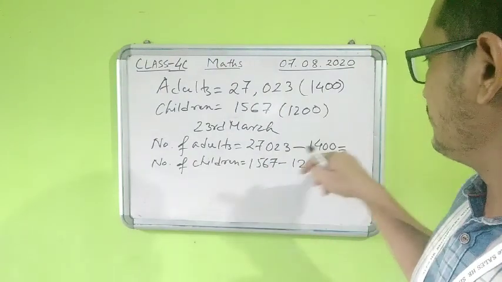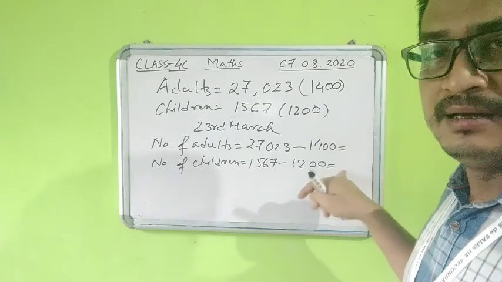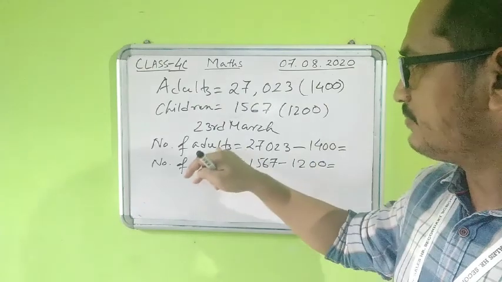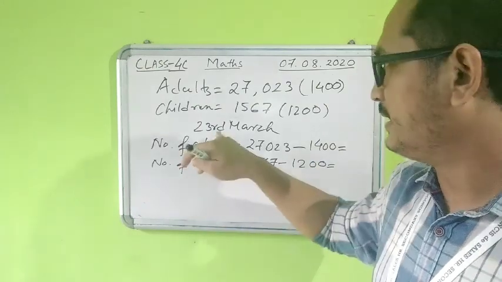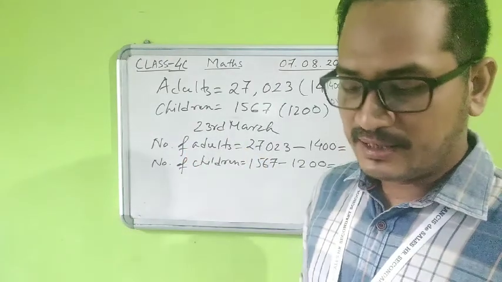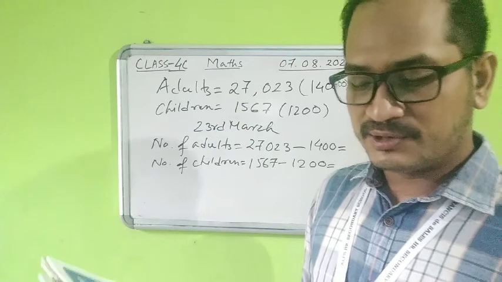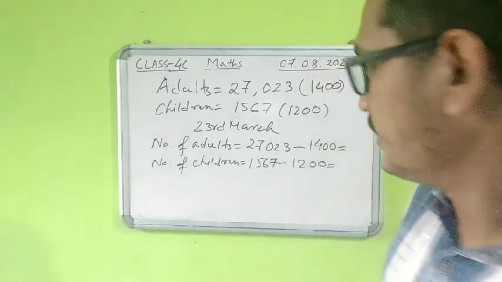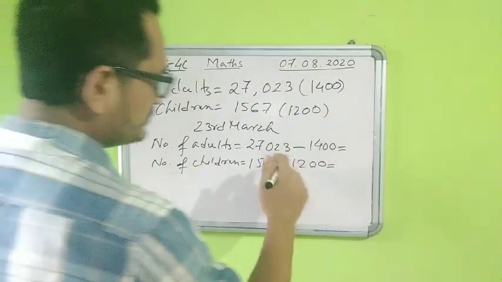So whatever answer will come here and here, that too will be the number of adults and number of children on 23rd March. Fine. So they were asking what was the total population of the town on 23rd March. Now if we subtract this one, let us do it.